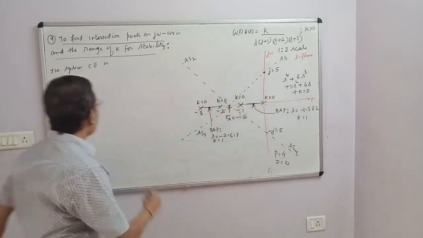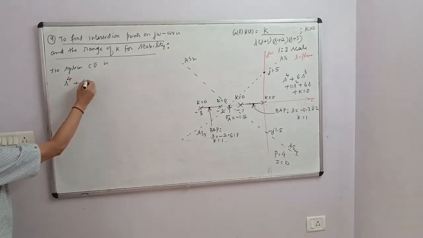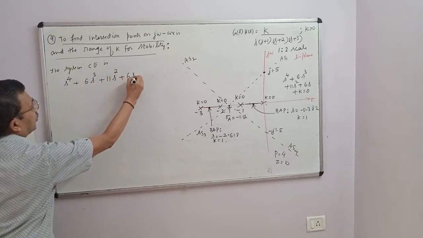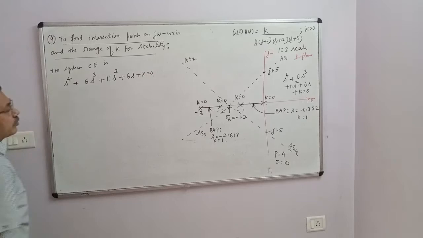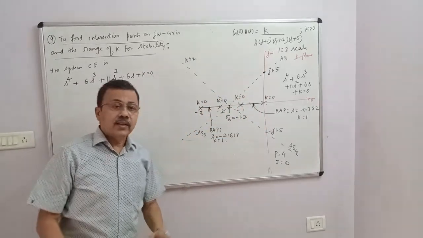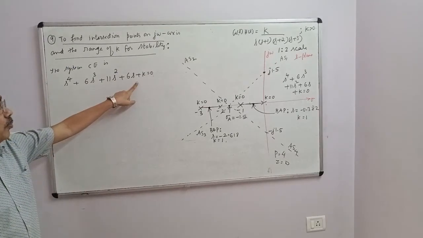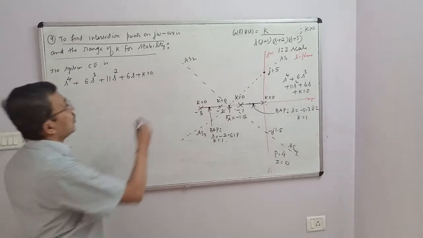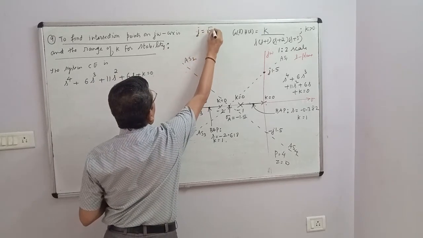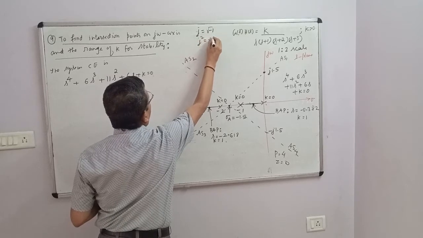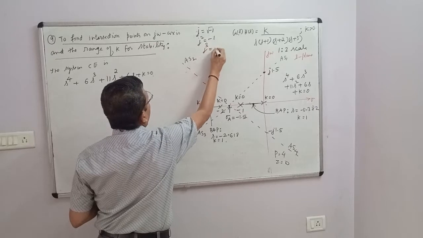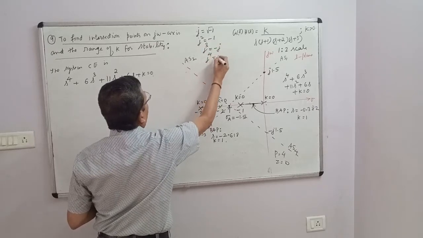I'll just copy. S to the power 4 plus 6s cube plus 11s square plus 6s plus k is equal to 0. On the imaginary axis, the value of s is j omega. Therefore, in the characteristic equation, we'll put s equal to j omega. Please note that j is root of minus 1. J square is minus 1. J cube is minus j. J to the power 4 is 1.